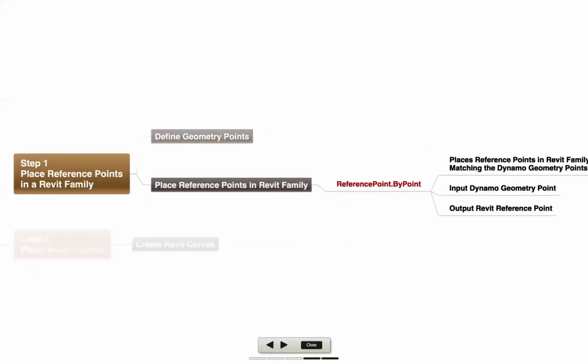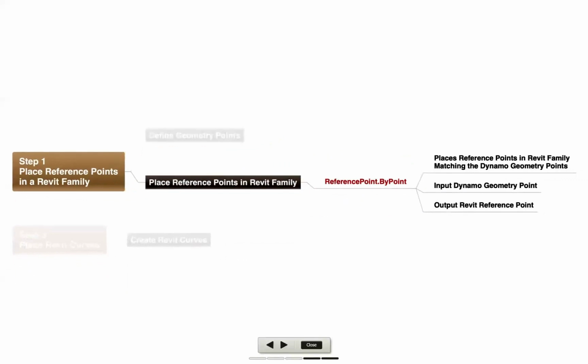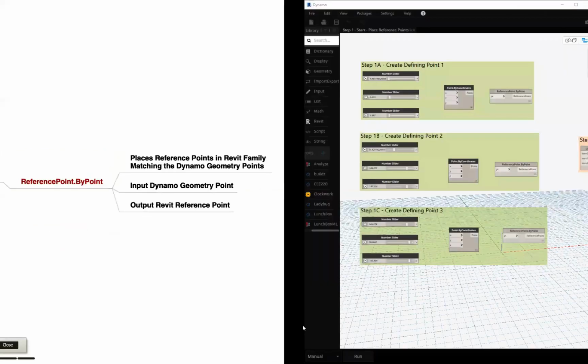After that, we're going to basically place reference points in the Revit family. We'll do that by using a node that makes a reference point by point. What that does is place a reference point in the Revit family that matches the coordinates of the Dynamo geometry point. So let's go ahead and take a look at what that looks like.